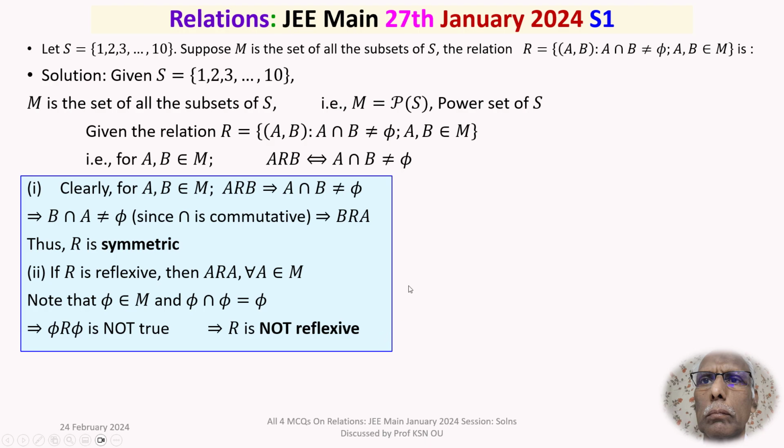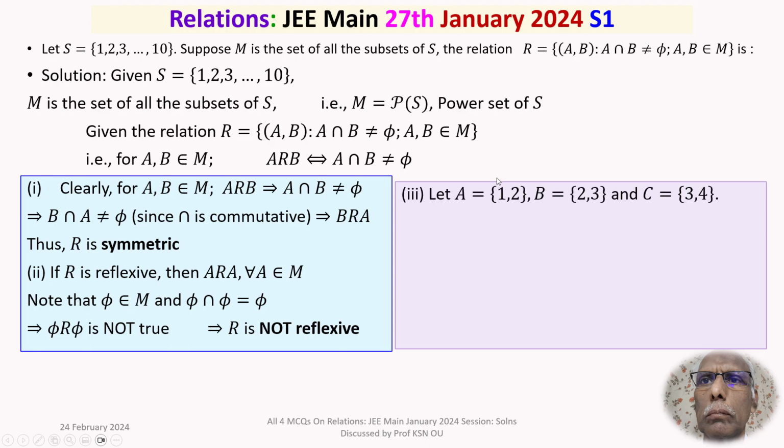Agreed. We go for transitivity. Let A be the set consisting of 1, 2, B the set consisting of 2, 3, and C the set consisting of 3, 4. Then A, B, C belong to M because they are subsets of S. Now let us see, A intersection B: the element 2 is common. Therefore, it is not empty.